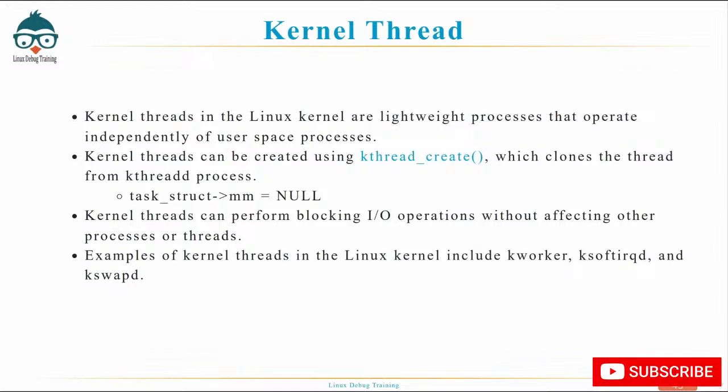Kworker is a kernel thread responsible for handling general purpose kernel tasks. ksoftirqd is a group of kernel threads that can handle soft IRQs, which are a type of high priority interrupt handling mechanism. And kswapd is a kernel thread responsible for managing swap space.